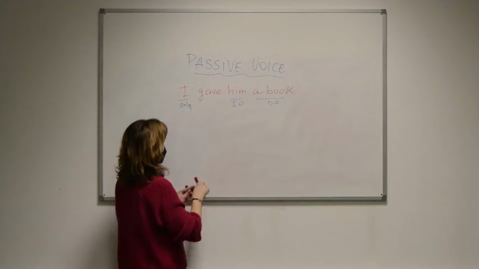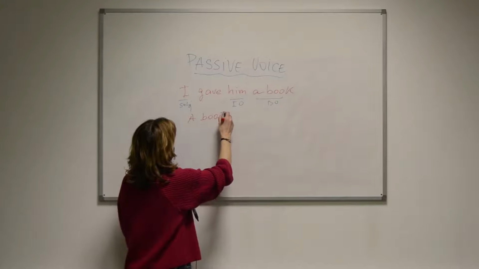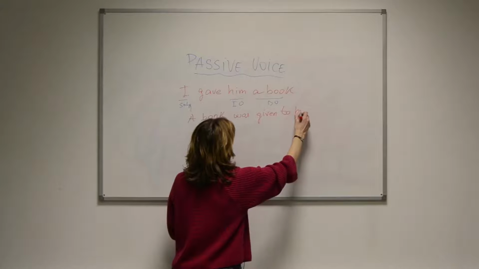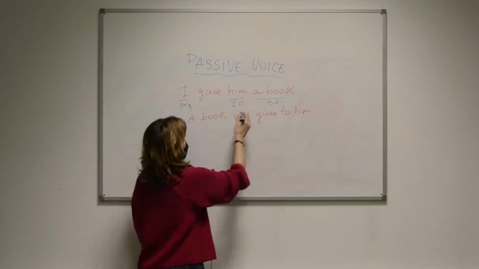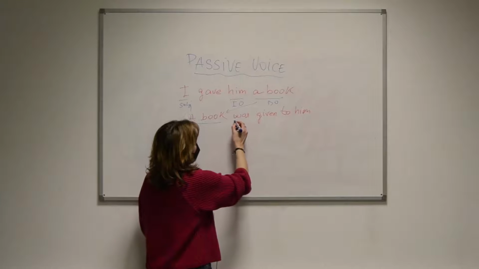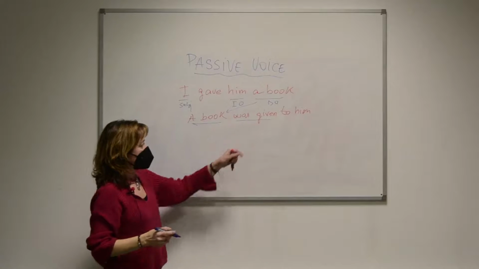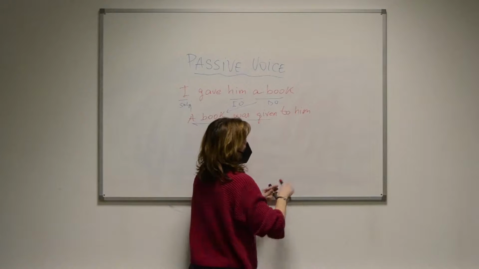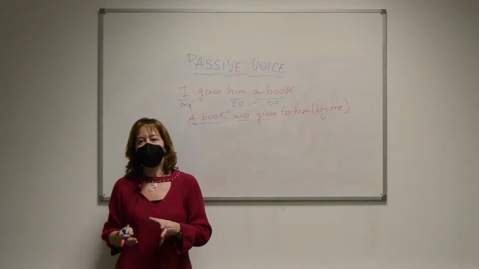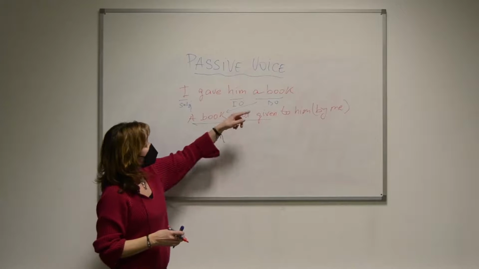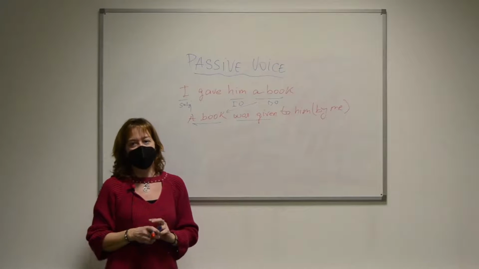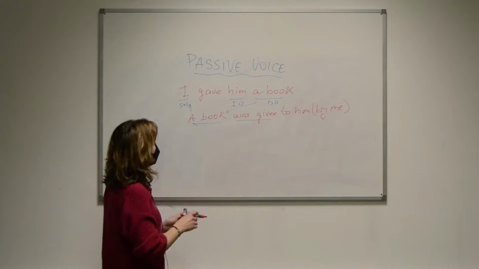We can say, a book was given to him. In this case, the direct object is the subject of the passive sentence, and the verb changes from active into passive. By me is not necessary, and it shouldn't be added. The agent is not necessary because it is not a specific person, okay? I gave him a book, it should be the active sentence, and a book was given to him, one possibility of passive sentence. But there exists another possibility.